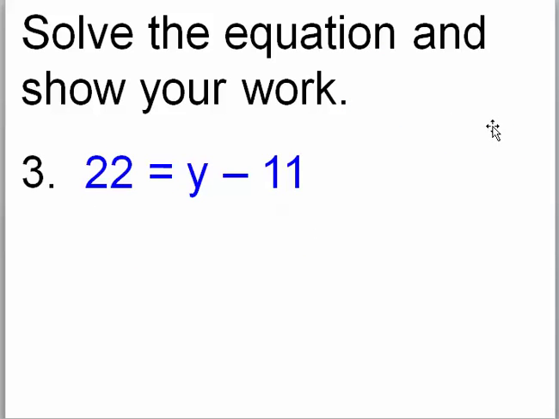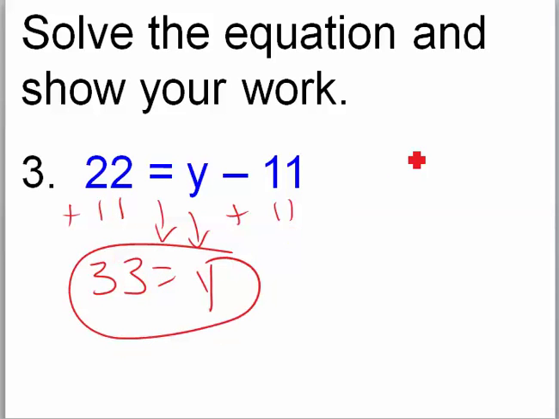Okay. Now same thing. It's just on the other side. So go ahead and try this one and see how you do. I'm adding 11 to both sides. I'm going to bring down that equal sign, bring down the y. This goes to 0. 22 plus 11 is 33. y equals 33. If that's what you got, give yourself a smiley face.